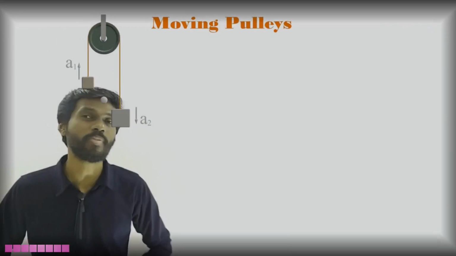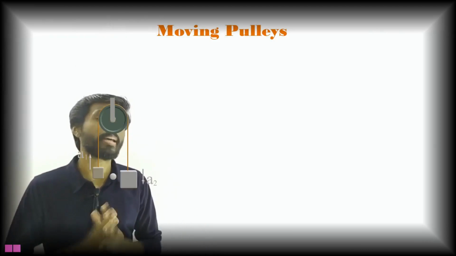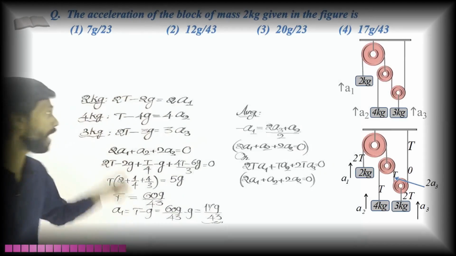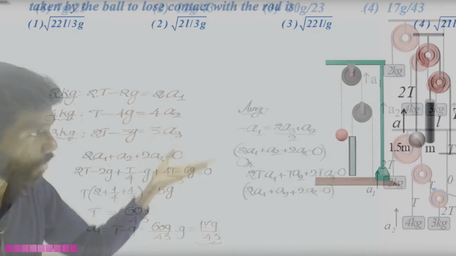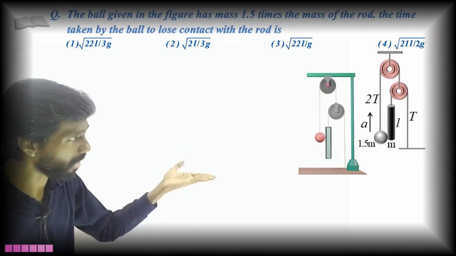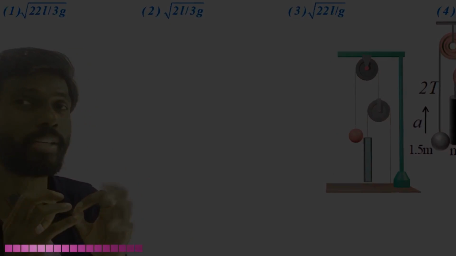What is the relation between the accelerations of these two blocks when the pulley itself is moving with some acceleration? That is what we are going to find. A1 is the acceleration of the block of mass 2 kilogram. So the ball should move upwards to cover a distance of L. That is when it will lose contact, right? So that time we have to find.